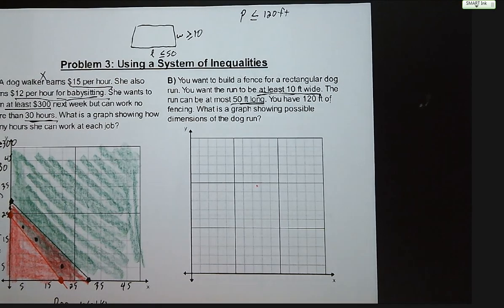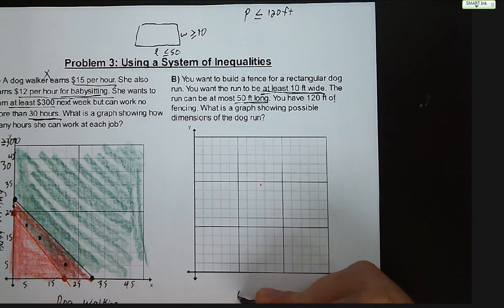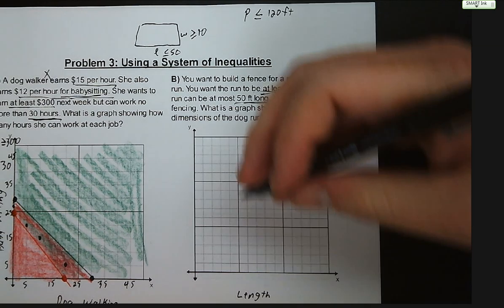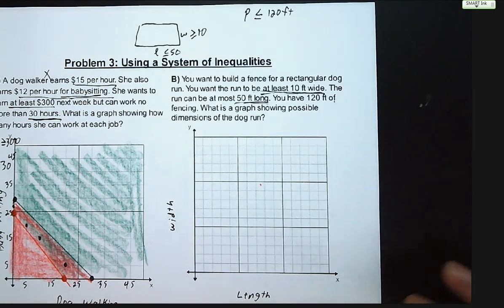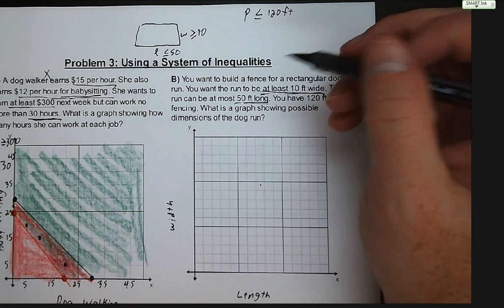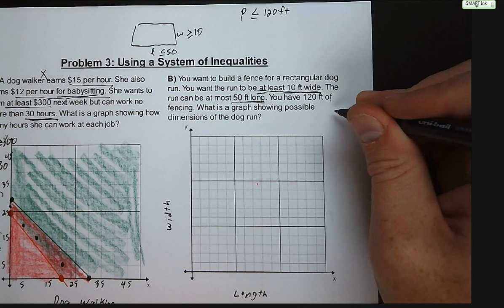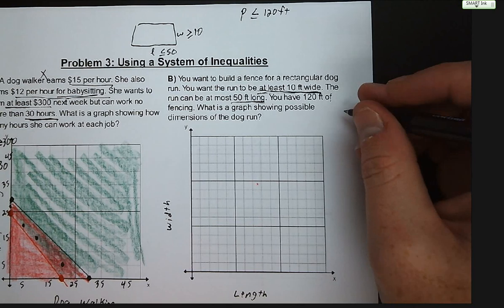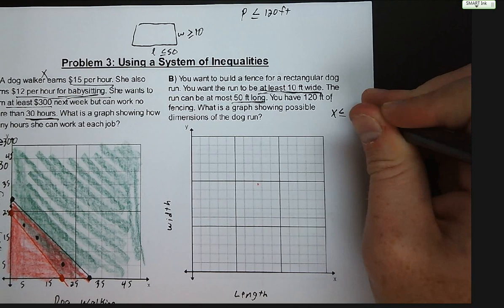All right, so let's take all those together. Let's put the length on our x-axis, and let's put width on our y-axis. Okay, so length x, width y. So we're going to say our 3 equations. We're going to have our length is going to be less than or equal to 50.